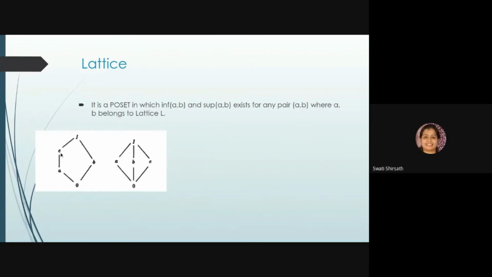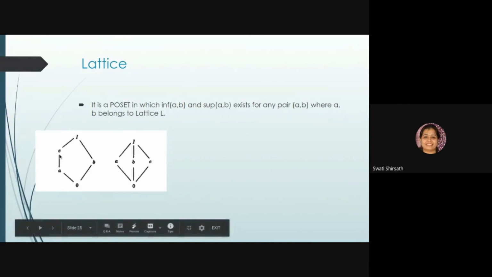And LUB is 0. For A, A is the GLB. Am I right? The greatest lower bound of A and C is A. We are looking for this pair. Why are we not going down? Because this C is not connected to it.